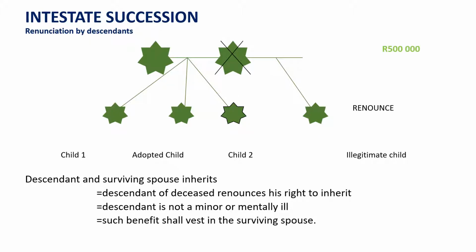We can also have renunciation by descendants. This means if a descendant is entitled to a share from the estate, they decline that benefit. That benefit will vest in the surviving spouse, and the descendant may only renounce their benefit if they are not a minor or a mentally ill person.